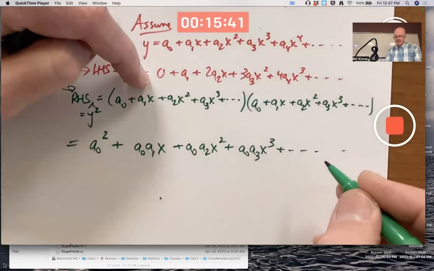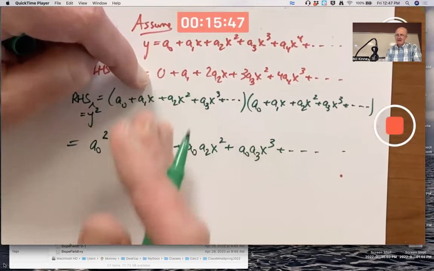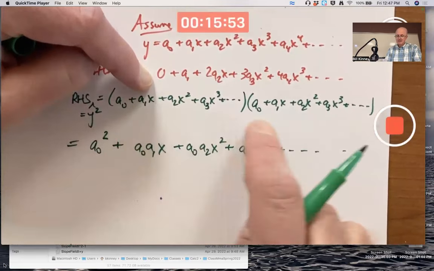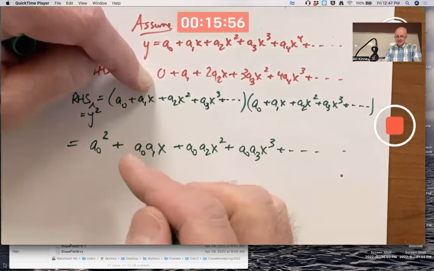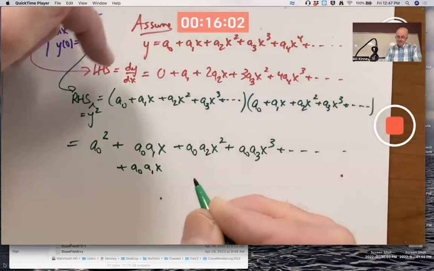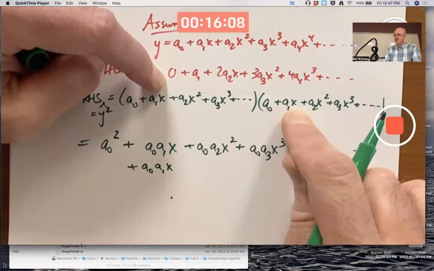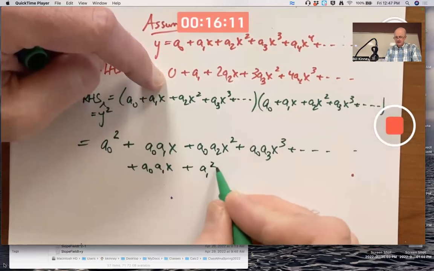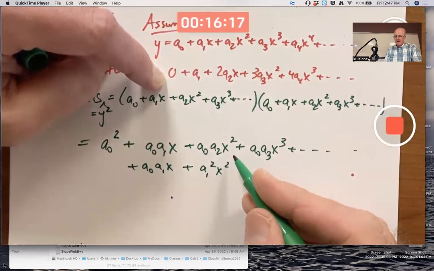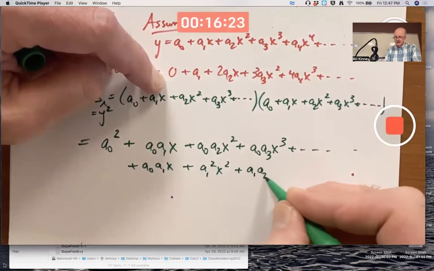Now go to the second term on the left, multiply it times every term on the right. Put the answer below the first line, line up like terms vertically, same powers of x. A1x times A0 is A0 times A1x, same term as on the first line. For the next one, I have A1x times A1x. That's A1 squared times x squared. Something different than this one. And then I have A1x times A2x squared. That'll be A1 times A2x cubed.